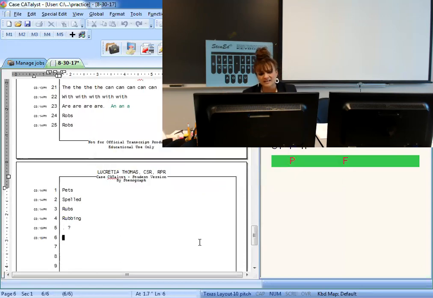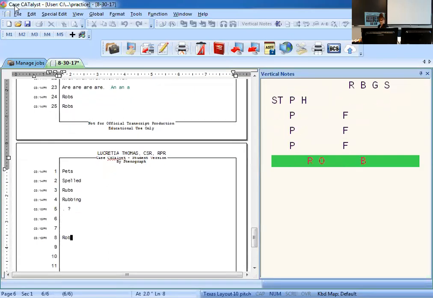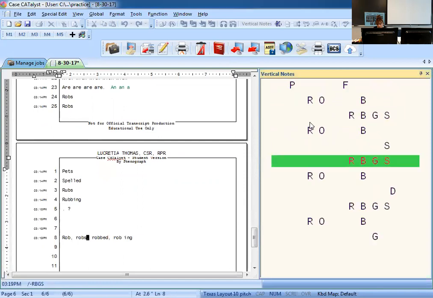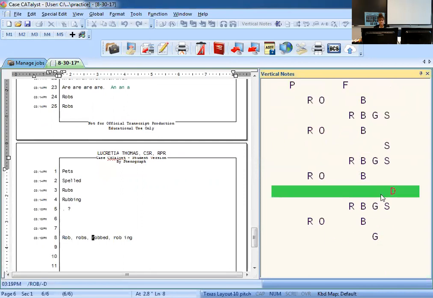That inflected ending. So let's say, for example, let me write some of these words. I'll write them slowly. I'm going to write rob, robs, robbed, robbing, okay? And so let's go back up. Rob, R-O-B, robs, R-O-B, final S, robbed, R-O-B, come back, final D, robbing, R-O-B, come back, final G, okay?